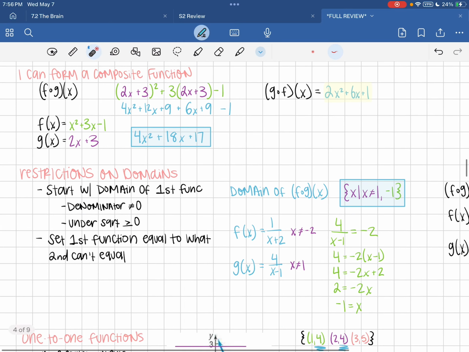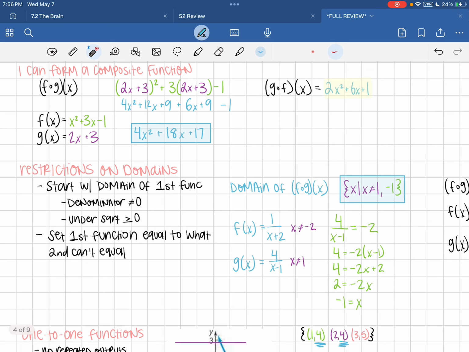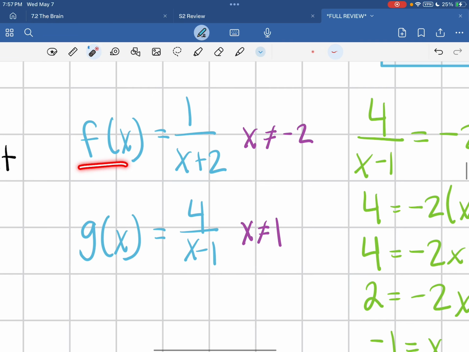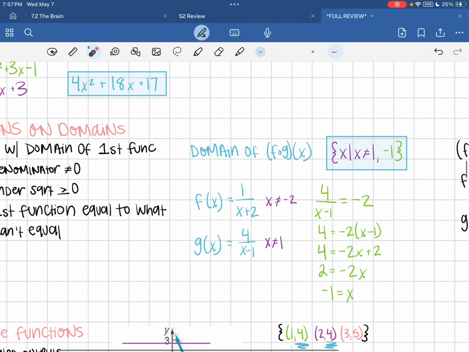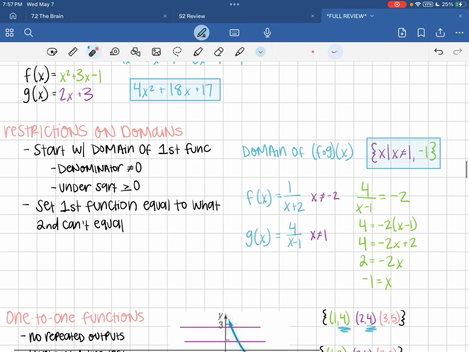Okay, the next one was restrictions of domains, and specifically for domains of a composite function. So if you have a composite function, I'll just work through this example here. The first thing you do is figure out what the domain of each function separately is. So in this case, f of x, x can't be -2, and g of x, x can't be 1. The first thing you do is just start with the domain of what the first function can't do. So g of x can't be 1, so that's what I started with here.